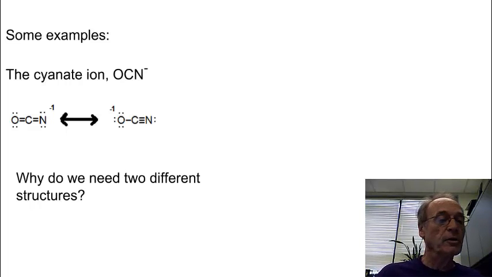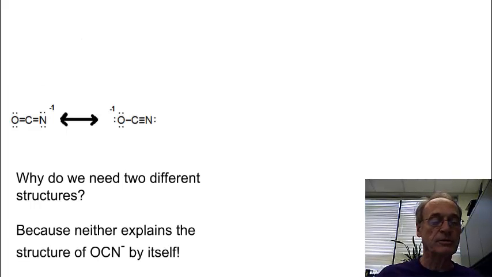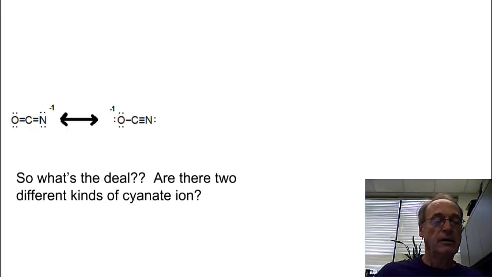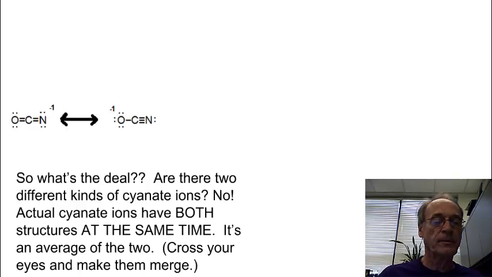Now, why do we need two different structures for this ion? Wouldn't one of them be fine? And the answer is no. Neither one explains the structure of cyanate by itself. So what's the deal here? Are there two different kinds of cyanate ions, or why are there two different structures? Well, the answer is both. Actual cyanate ions have both structures at the same time, as I've implied.